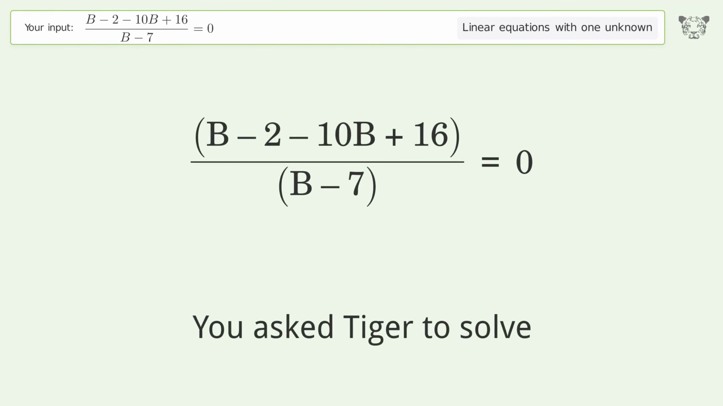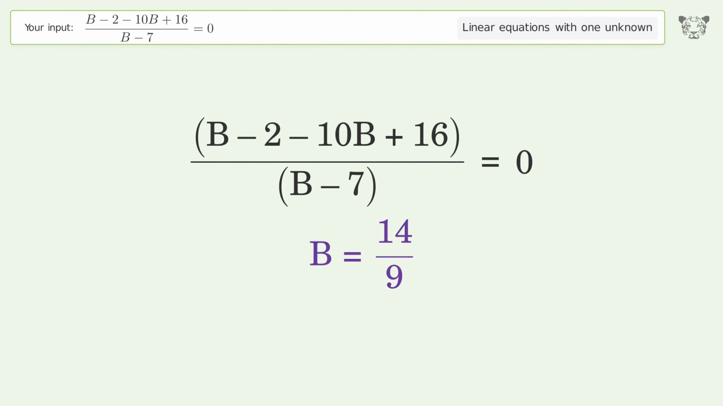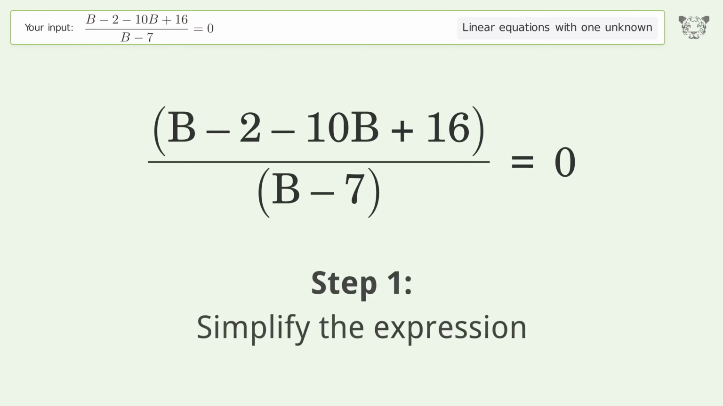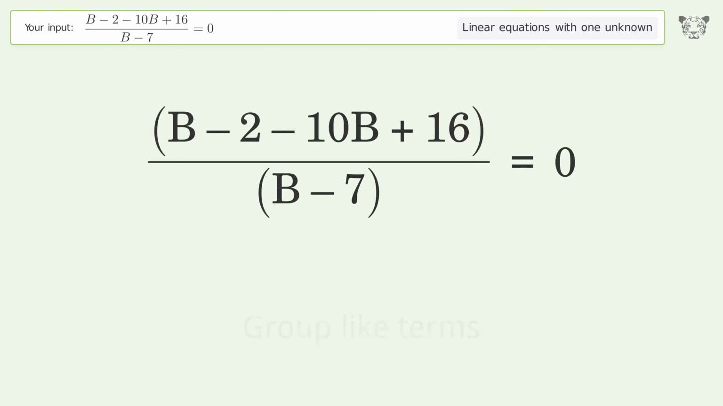You ask Tiger to solve. This deals with linear equations with one unknown. The final result is b equals 14/9. Let's solve it step by step. Simplify the expression. Group like terms.